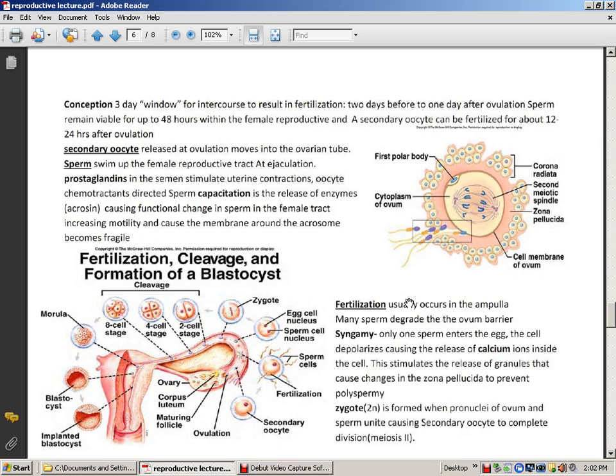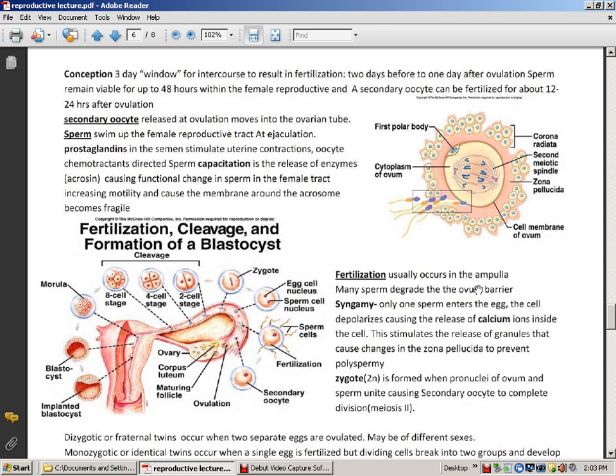Right, so fertilization is when 1 egg meets with 1 sperm. And the ampulla is where fertilization should happen. And I kind of went through and bolded most of the most significant parts. I can't tell if ampulla is bolded, can you? It's not. You might want to underline it then. So many sperm degrade the outer barrier. So the zona pellucida around here, they're all breaking it down.